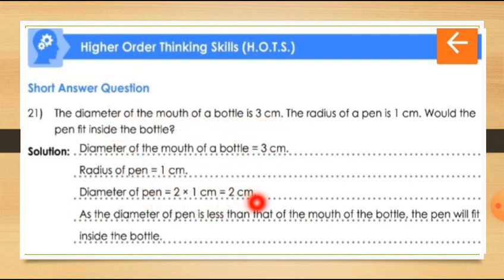pen 2 centimeter. As the diameter of the pen is less than that of the mouth of the bottle, the pen will fit inside the bottle, because the diameter of the pen is smaller than the diameter of the bottle. So we can easily put the pen inside the bottle. Got it, children? Okay.